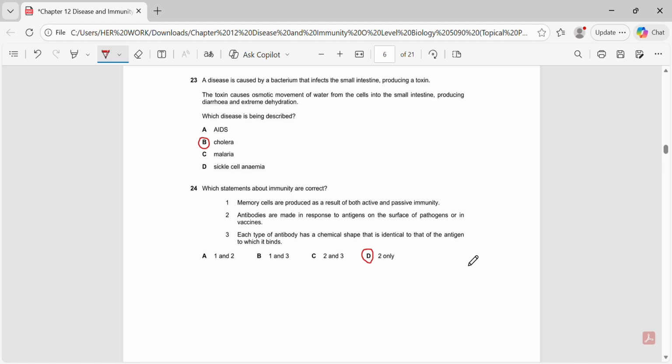Only statement 2 is correct because antibodies are produced in response to antigens found on pathogens or in vaccines. Whereas, statement 1 is incorrect because memory cells are produced in active immunity only, not in passive immunity, and statement 3 is also incorrect since each antibody has a specific shape that is complementary to the antigen it binds to and not identical.